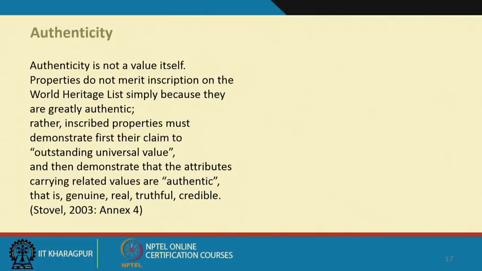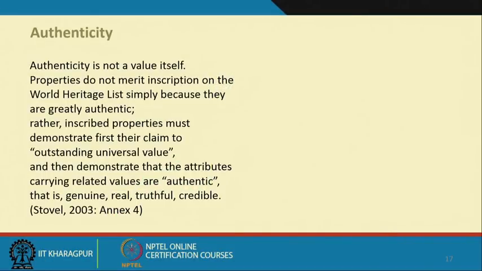But we must also understand that authenticity is not a value. We are not declaring a site a World Heritage Site or a heritage resource because of authenticity; we are ascribing it for its value. So, authenticity is not a value. Properties do not merit inscription on the World Heritage List simply because they are greatly authentic. I mean, just being very authentic does not mean it can qualify to be described as a World Heritage Site. So, the values are important. So, it is a requirement.